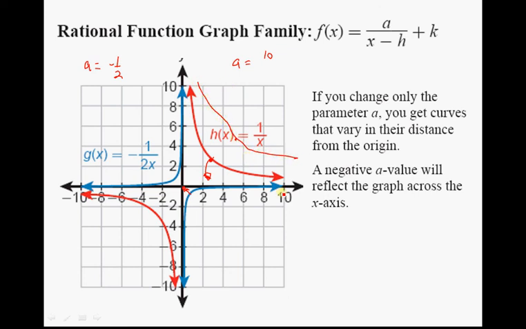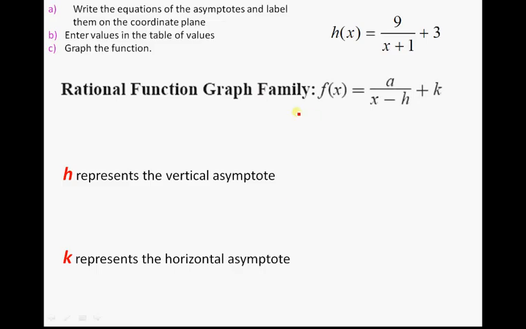Okay. So here we have our function h of x equals 9 divided by x plus 1, all plus 3. We need to identify h and k, because that gives us our vertical and our horizontal asymptotes. So how can we do that?